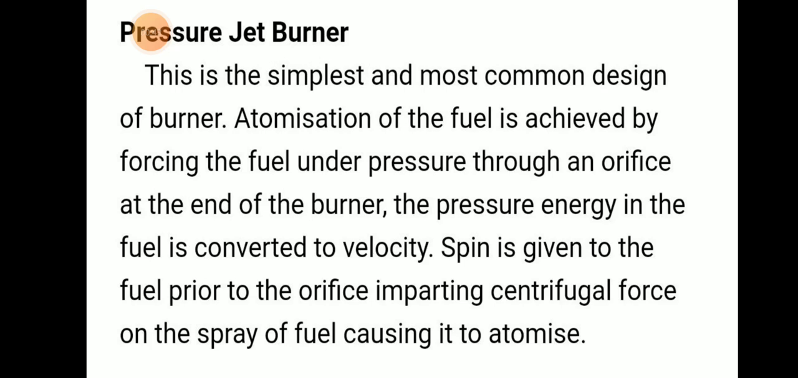Pressure jet burner is the simplest and most common design of burner. Atomization of fuel is achieved by forcing the fuel under pressure through an orifice at the end of the burner. So the pressure energy in the fuel is converted to velocity here.